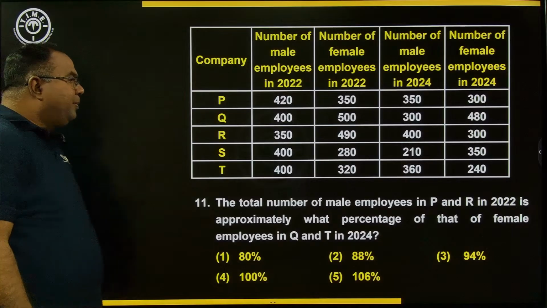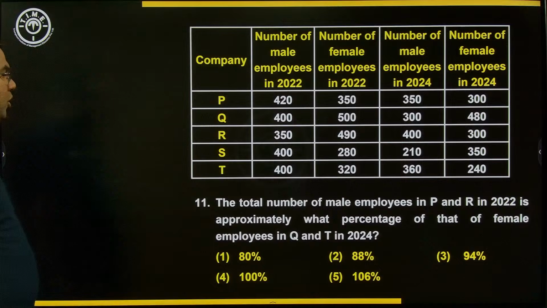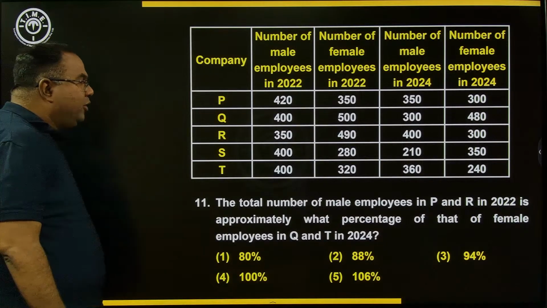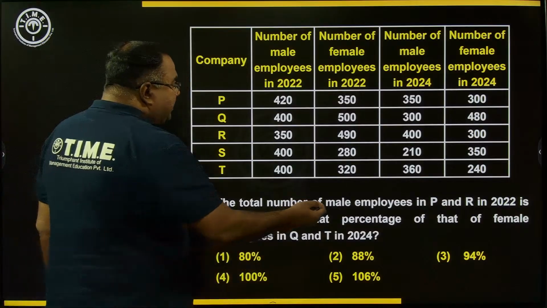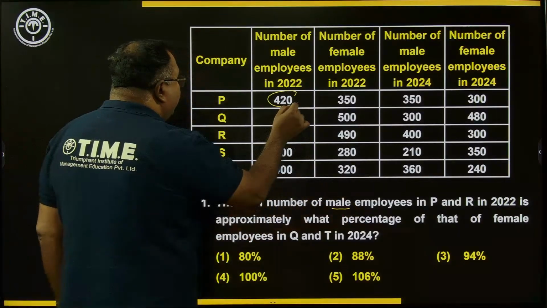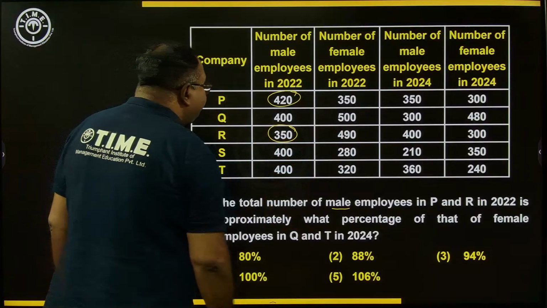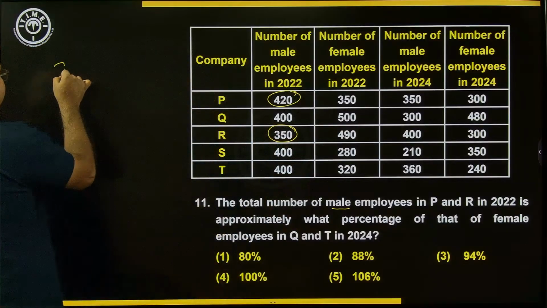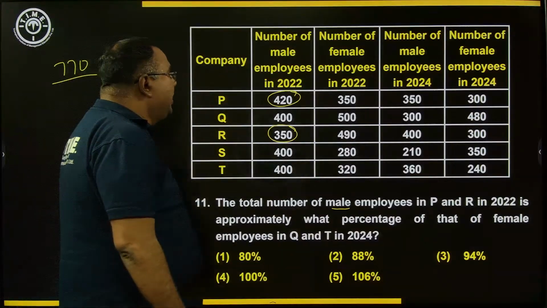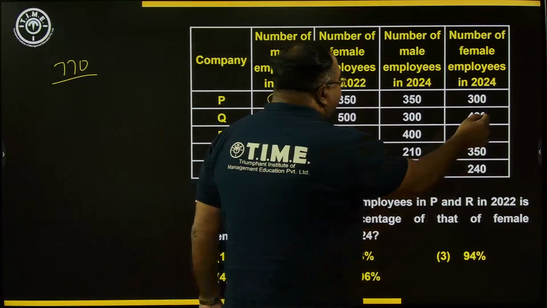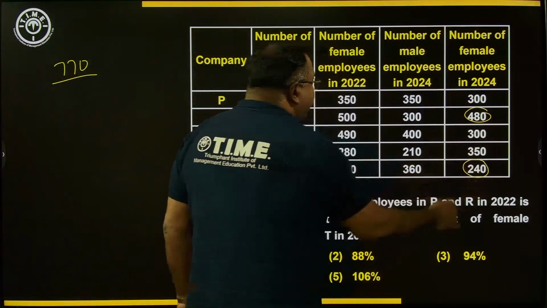Total number of male employees P and R in 2022. Approximately what percentage of female employees in Q and T in 2024? Male employees in P and R: 420, 350. Okay, 770. This is what percentage of female employees in Q and T in 2024? Q is 480, T is 240, 720.